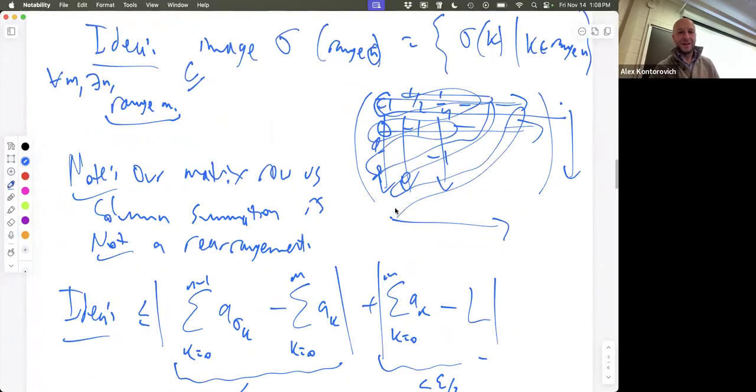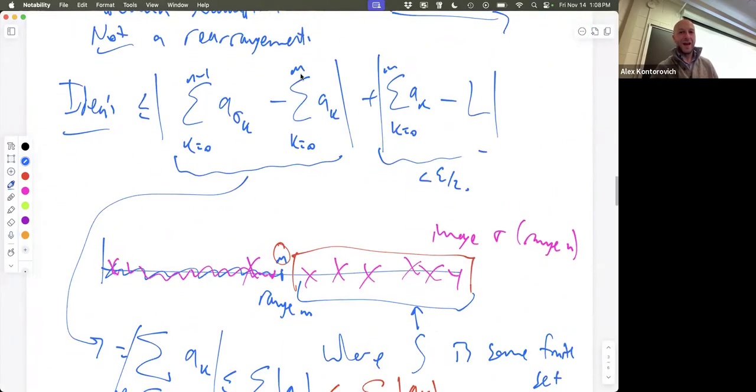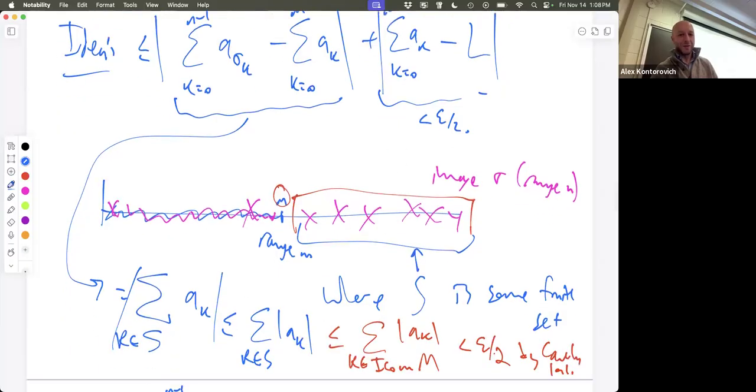You take M large enough so that when you add and subtract this, you get a difference, and that difference is something, but S needs to be taken large enough so that by the Cauchy property of the absolute value, you get at most epsilon over 2. Meanwhile, because A itself converges to L, this difference is also at most epsilon over 2. You put those things together and you get the rearrangement.